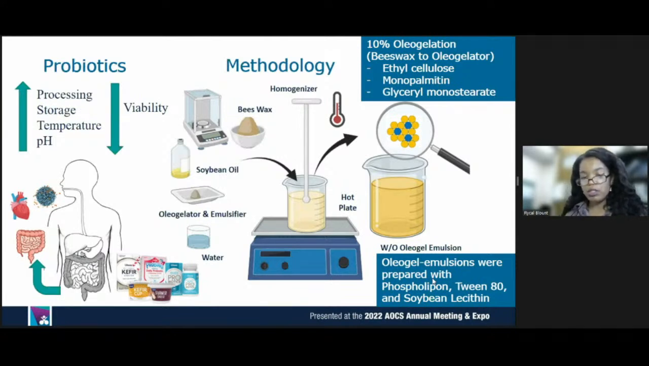So my materials for this research included using soybean oil as the dispersion phase and beeswax as the primary oil gelator or oil structurant, in combination with either ethylcellulose, monopalmitin, or glycerol monostearate. Oil gel emulsions were prepared with 3 different emulsifiers, and these were phospholipon, Tween 80, and soybean lecithin.